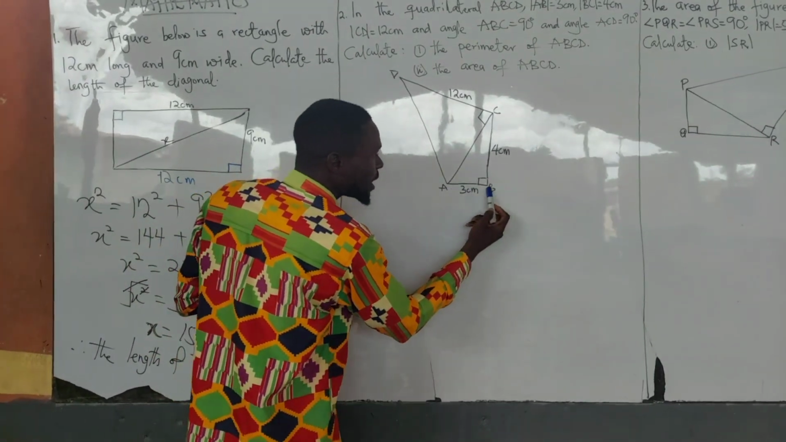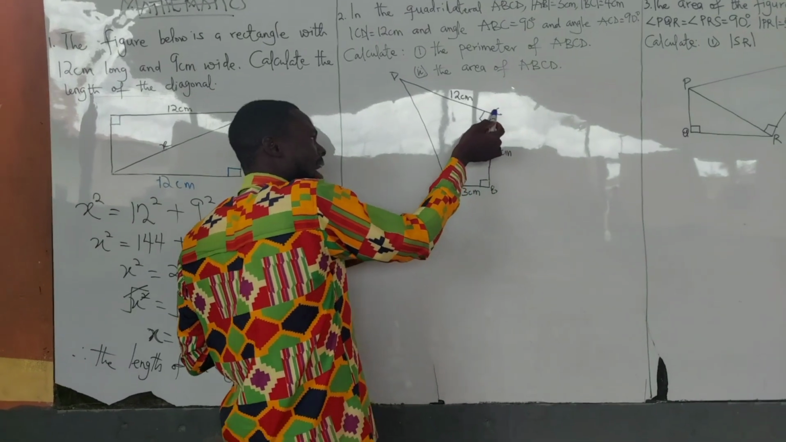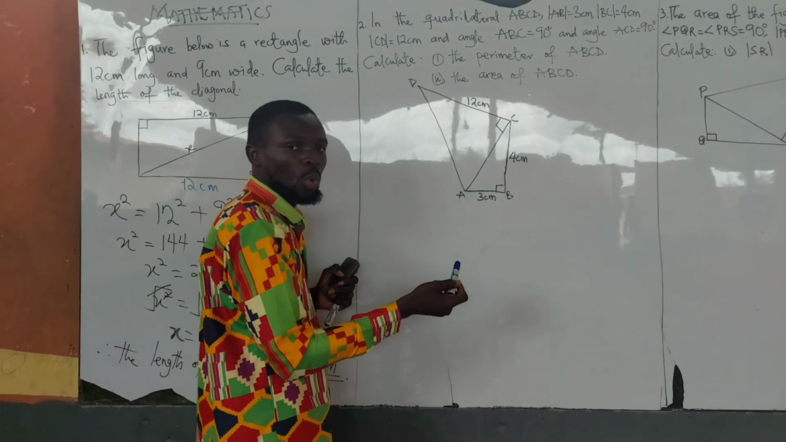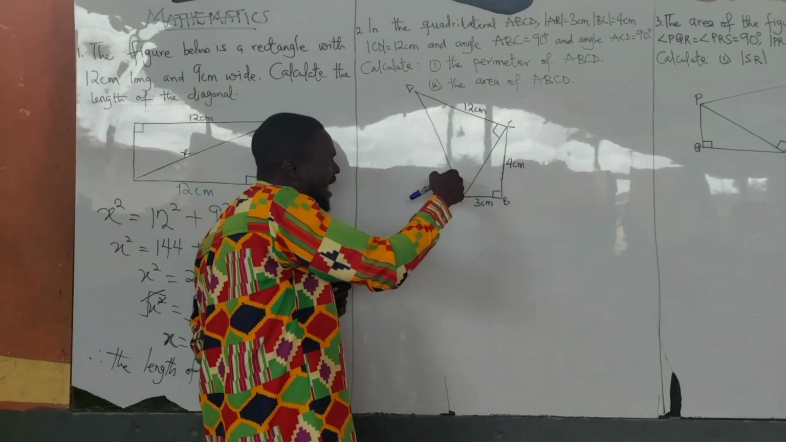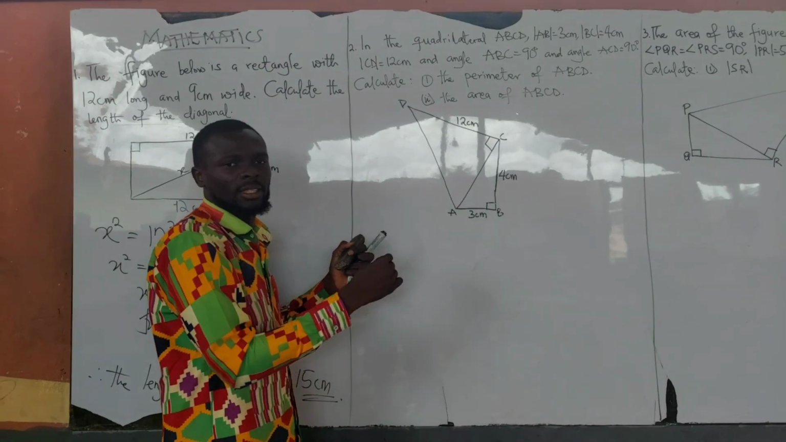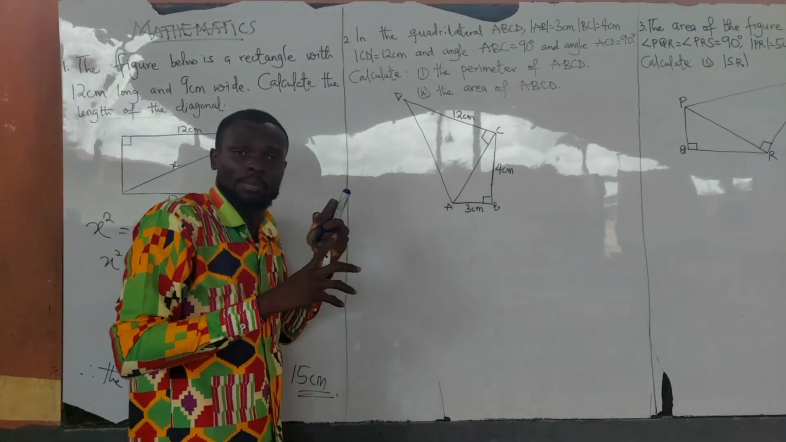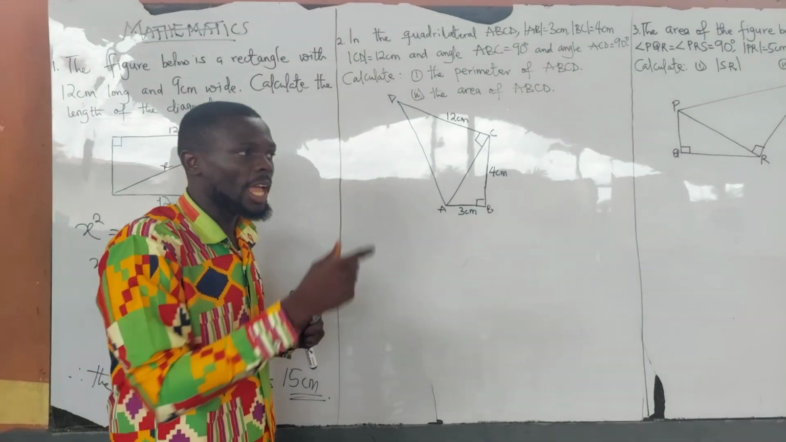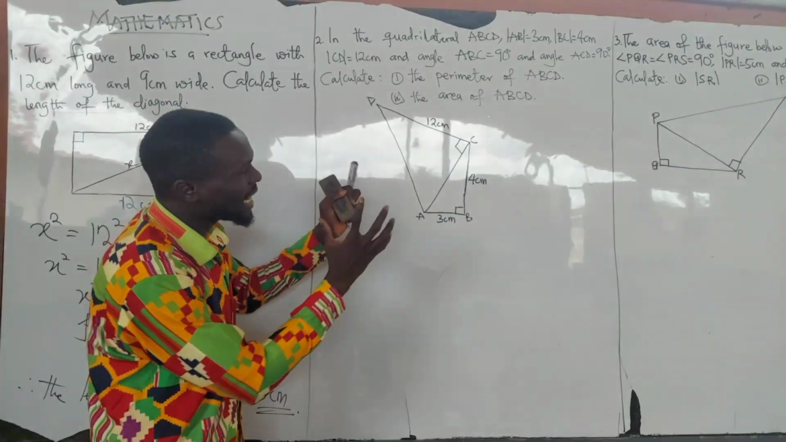So I have this, I can add this, I can add this, I can now add this. But do I have this one? No. Since I don't have the length for this one, I have to calculate the length before I can even calculate the perimeter and even talk about the area.